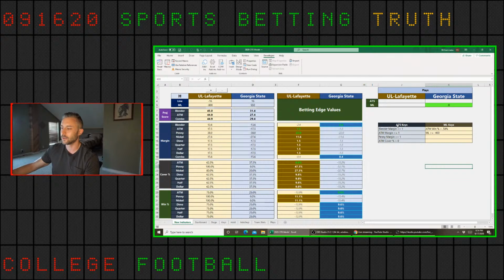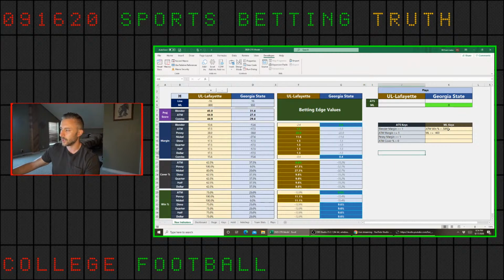So the keys did not change from last week. The keys are still 1, 1, 1 for blender, ATM, and penny margin. These three numbers right here, so you can see the edges right here. And ATM cover percent, which is this, is greater than 0. That's the key for ATS. So UL Lafayette actually meets 3 of the 4, but not the blender.